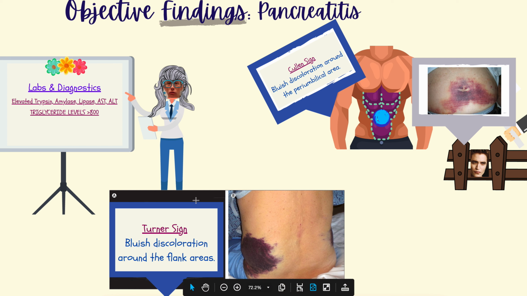And also the Turner sign, which is bluish discoloration around the flanks. Now this is a little bit overkill, I guess, for something that could be maybe caught early. I'm not sure.